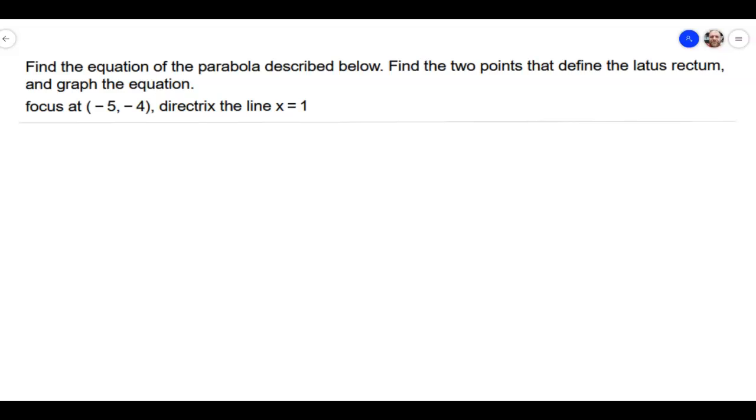I believe this is number 7, and it says find the equation of the parabola described below, find the 2 points that define the latus rectum. It's a great name for a math thing, huh? And graph the equation. And they give us the focus and the directrix line here. So we really need to kind of know what these mean.